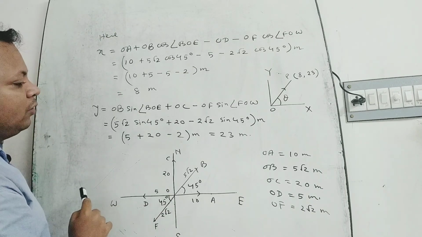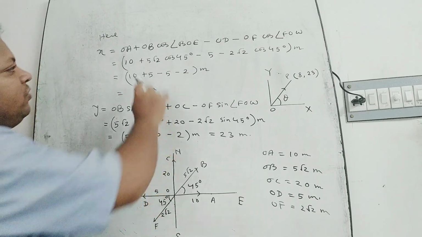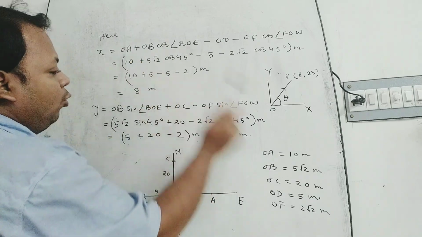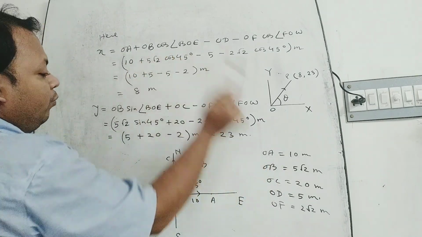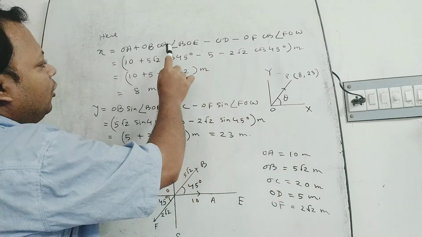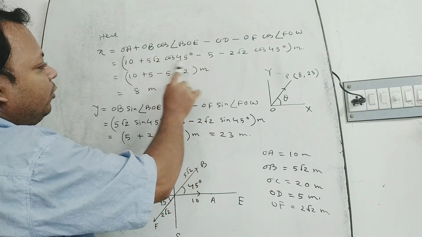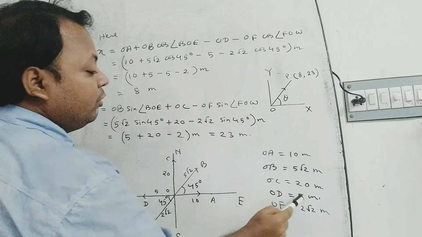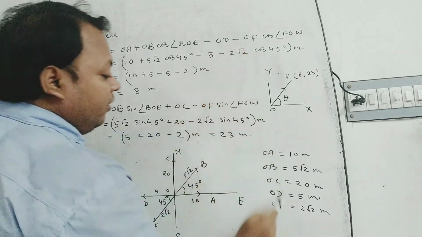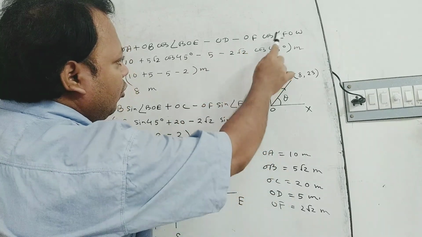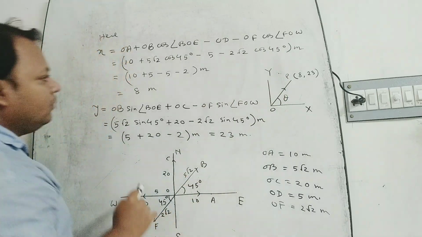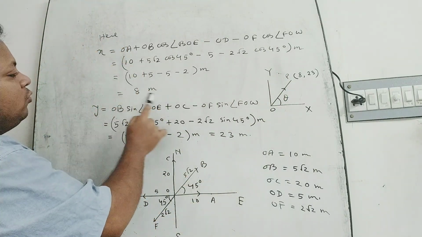Now we can put these values, that is OA is equal to 10 meter, OB is equal to 5√2 meter, cos angle BOE is equal to 45 degree, cos 45 degree, minus OD is equal to 5 meter, OF is equal to 2√2 cos 45 degree. This gives x is equal to 8 meter.